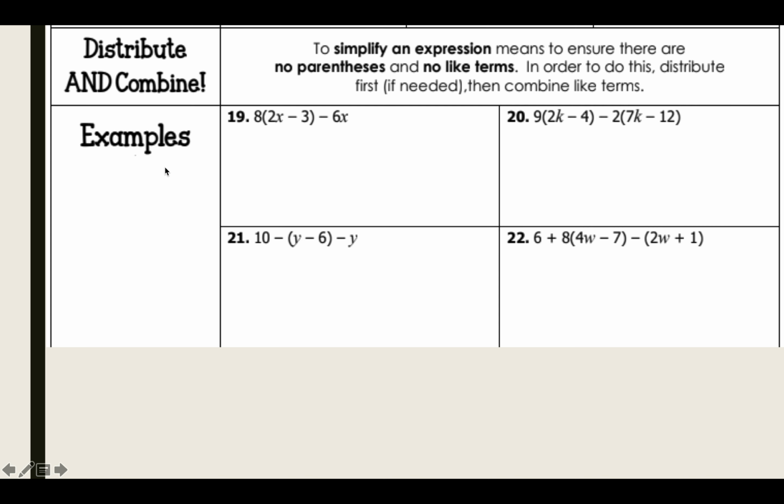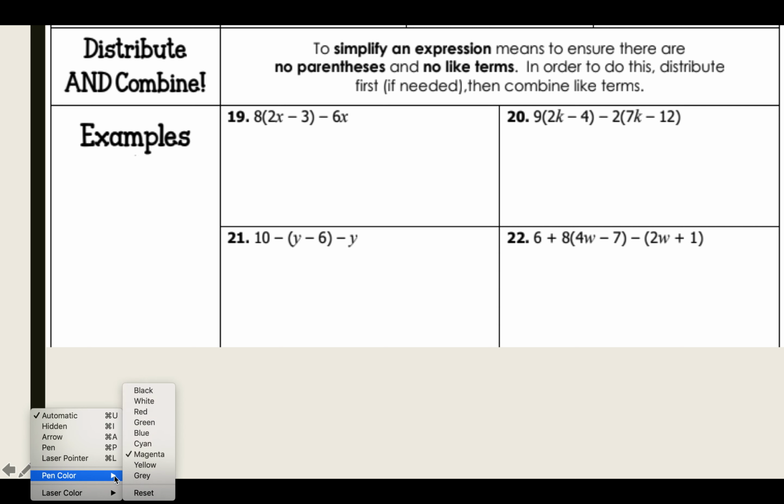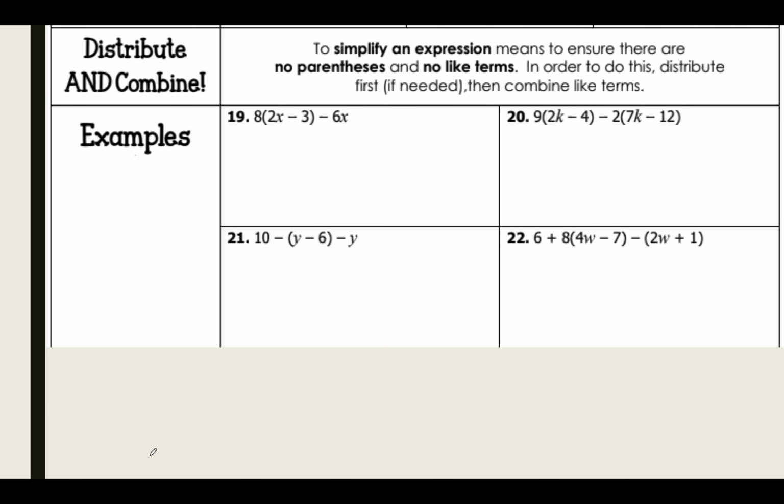All right, let's do some distribute and combine examples. So where we see the parentheses, that's where we're going to be ending up distributing. Where we see something off to the side, that's just going to come down when we distribute. So I actually want to do 22 and 21, and then I'm going to have you guys do 20.